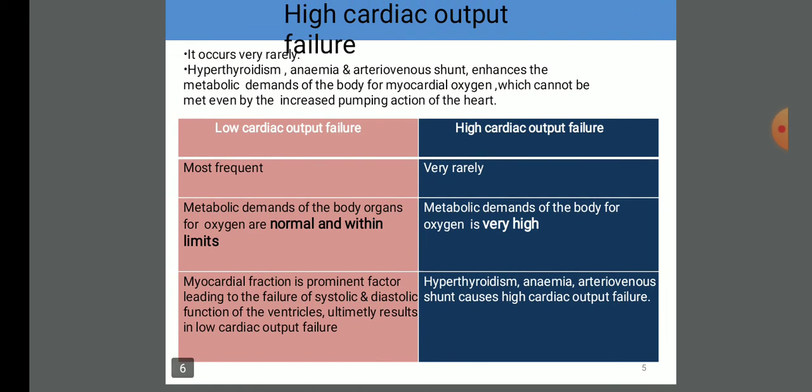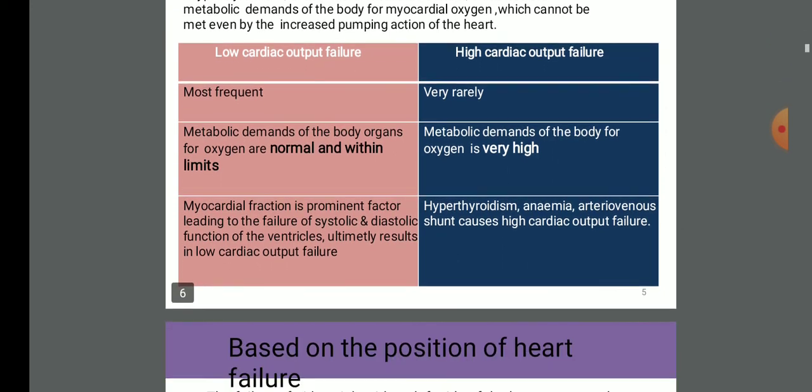In low cardiac output failure, myocardial infarction is the prominent factor leading to failure of systolic and diastolic function of the ventricles, ultimately resulting in low cardiac output failure. In high cardiac output failure, hyperthyroidism, anemia, and arteriovenous shunt cause high cardiac output failure.